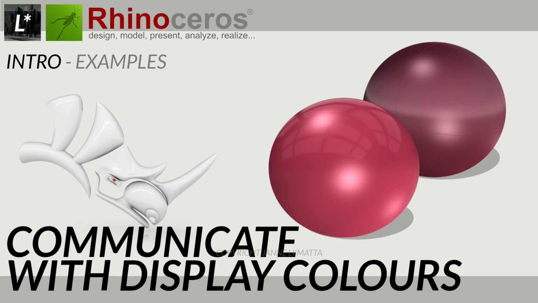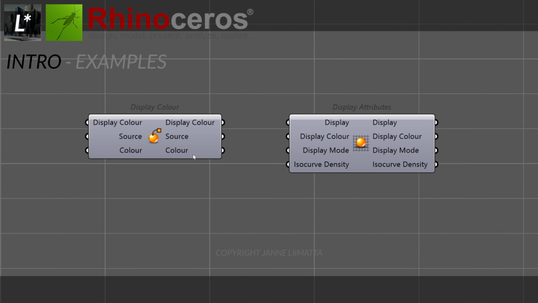There are often times when you want to communicate something in a 3D model. Changing the color displays is a great way of highlighting objects. In this video I will show you 3 ways to do that. We'll be covering the display color and display attributes components, new in Rhino 8.